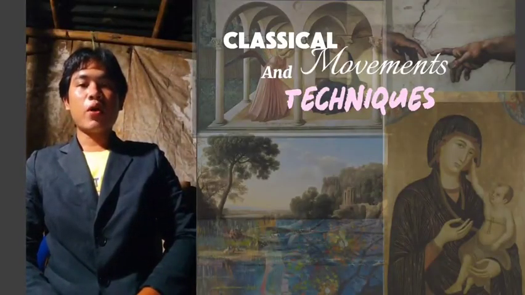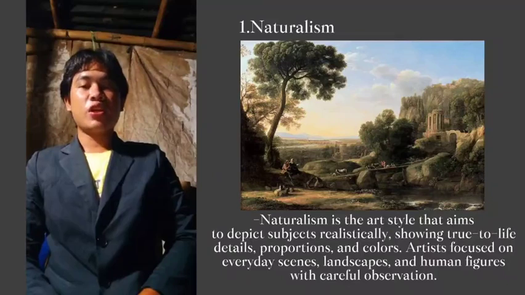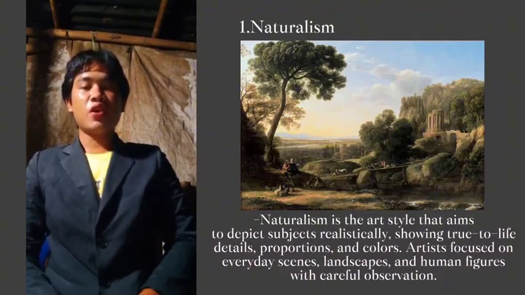Today, I'll be talking about classical movements and techniques. Number 1. Naturalism. Naturalism is the art style that aims to depict subjects realistically, showing true-to-life details, proportions, and colors. Artists focus on everyday scenes, landscapes, and human figures with careful observation.